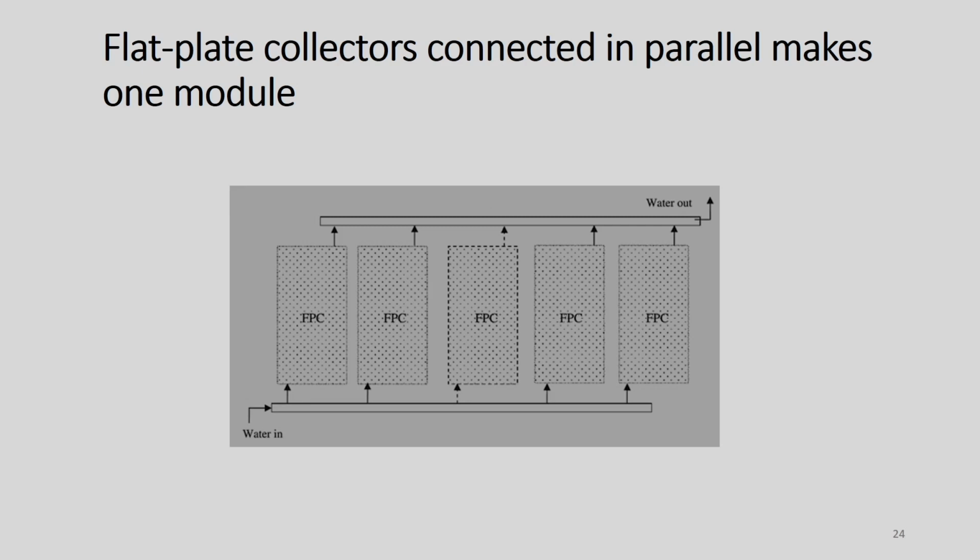So, here we can see the parallel connections. These FPCs 1, 2, 3, 4, 5 are connected in parallel. This is a header and this is one more header, this is for inlet, this is for outlet. So, the temperatures are the same for all the collectors. But we can maximize the volume of water to be heated or required for a particular application.